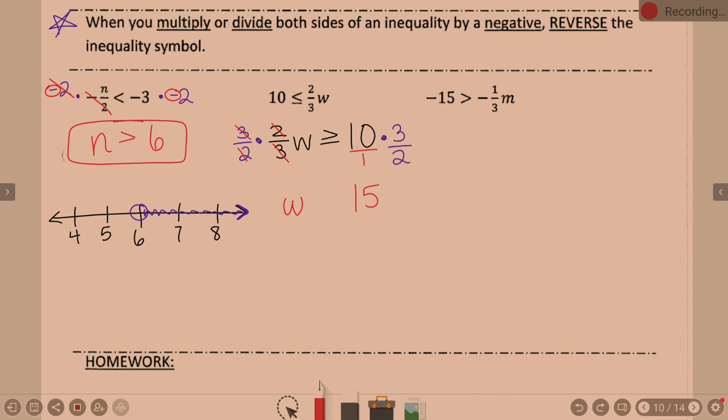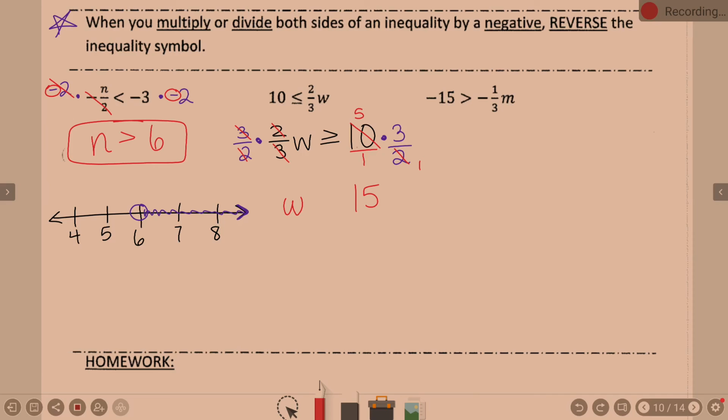I personally prefer to cross cancel. I know you guys don't necessarily like to cross cancel. Focus up here, please. I prefer to cross cancel in that 2 and 10. 2 divided by 2 is 1. 10 divided by 2 is 5, and then 5 times 3 is 15. But if you did 10 times 3 divided by 2, you got the same answer, right?